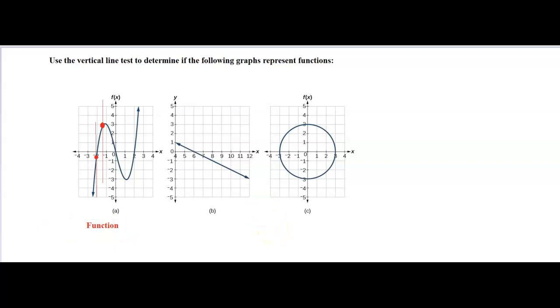Let's look at B. When we draw any vertical line, we just want to make sure that any vertical line we draw only crosses at one point. So we see example B is also a function. Now let's look at example C. Right away, as we draw a vertical line, we see it crosses at 2 points. This of course means that it is not a function.